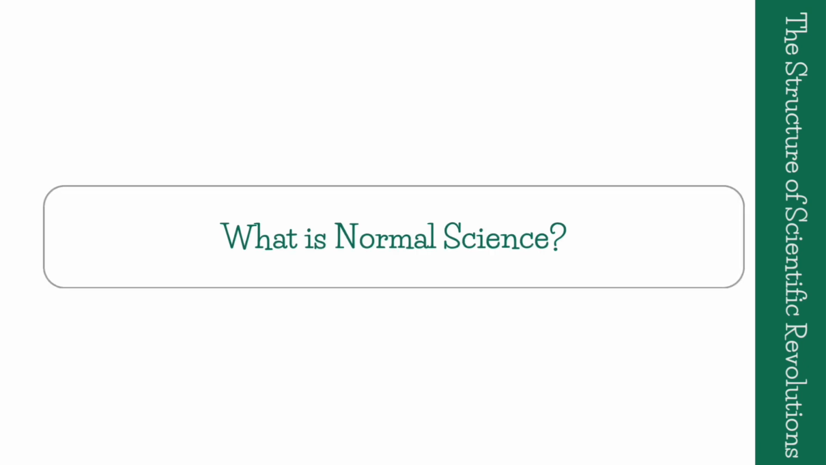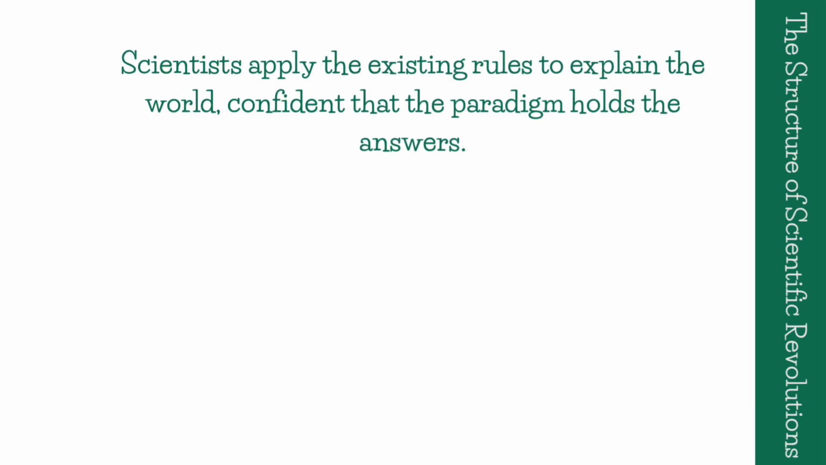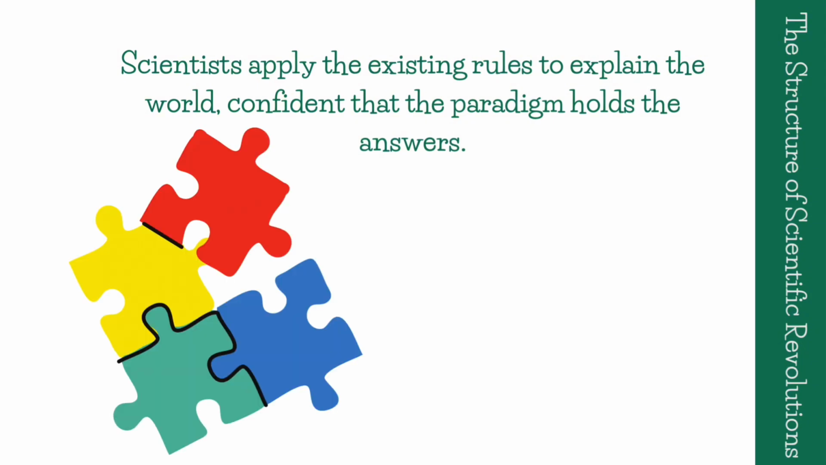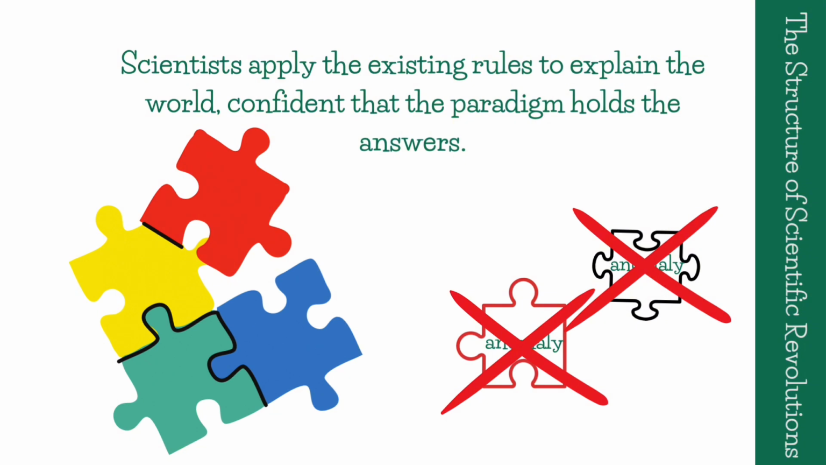So, what is normal science? Normal science is the everyday work that scientists do within an established paradigm. It's a process of puzzle solving. Scientists apply the existing rules to explain the world, confident that the paradigm holds the answers. During this phase, anomalies, observations that do not fit the paradigm, are usually dismissed or explained away. It's business as usual, and scientific discoveries are incremental.